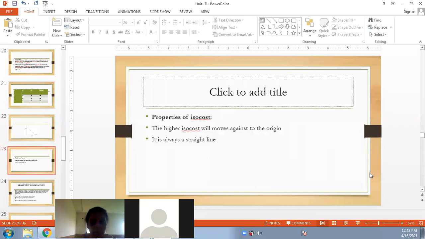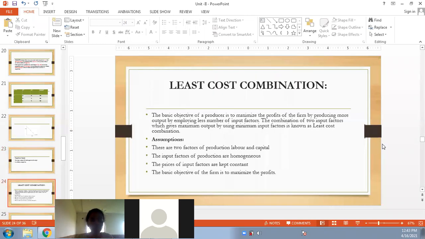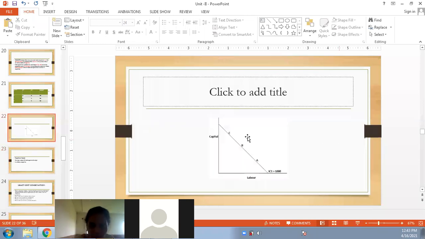Yes, the second property is that it is always a straight line. Guys, depending upon the MRTS, an isoquant may become a curve or even a line also. But an isocost will always be a straight line only. Whatever the MRTS and whatever the quantity of production, the isocost will always move in a straight line direction only. So these are the properties of isocost.